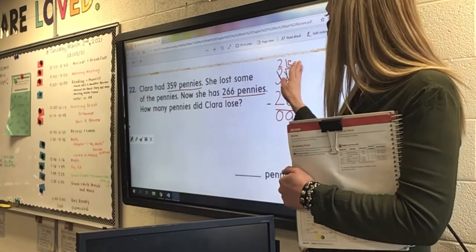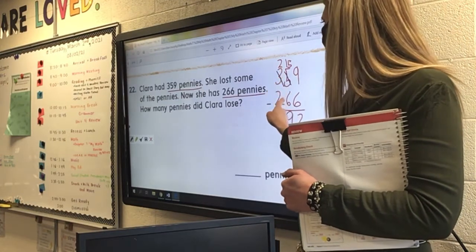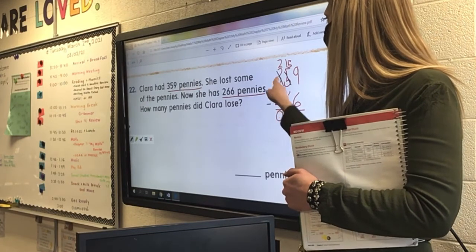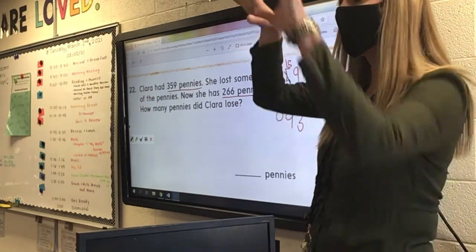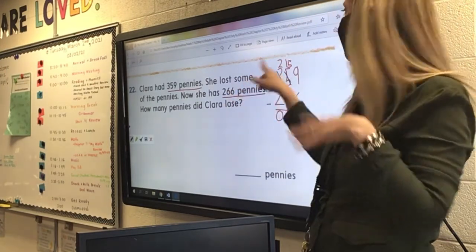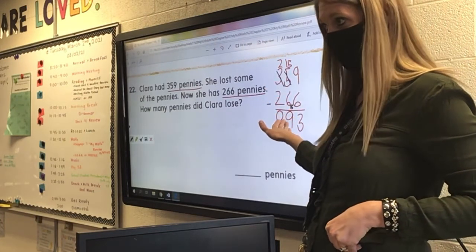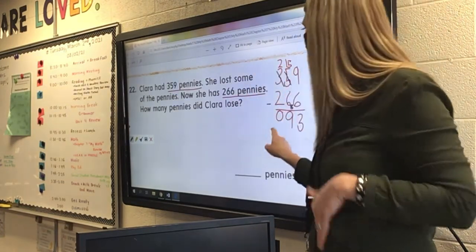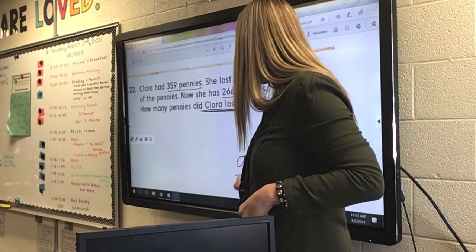He subtracted going down. He did the ones. 9 minus 6, he knew that's 3. Then he went 5 minus 6, bigger bottom, better borrow. So I'm going to go over and borrow from that 3. So he crossed that off. It becomes a 200. Then he's going to take that 100 that he borrowed and break it into 10 sticks. So he's got 5 sticks plus 10 more, and that gives us 15. Then we take 15 minus 6, we get the 9. And then 2 minus 2 is 0. So Clara lost 93 pennies.